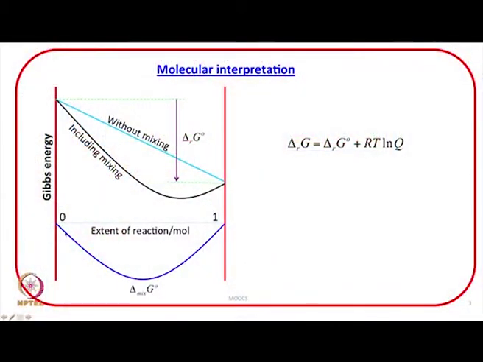A will form B, and let us assume that the B formed, first of all let us consider there is no mixing with A. Without mixing, you have A and you have B and you do not allow them to mix. In that case, when the extent of reaction is 1, that means 1 mole of reactant has been converted to 1 mole of product, then Gibbs energy changes from this value to this value.